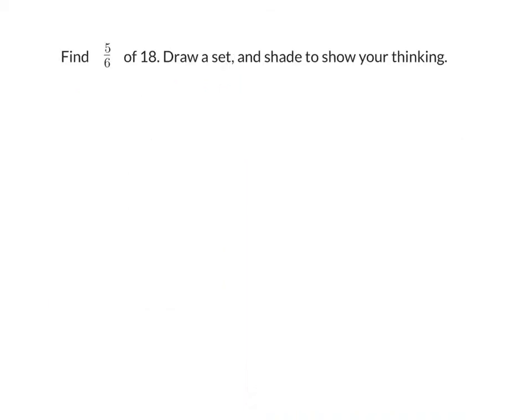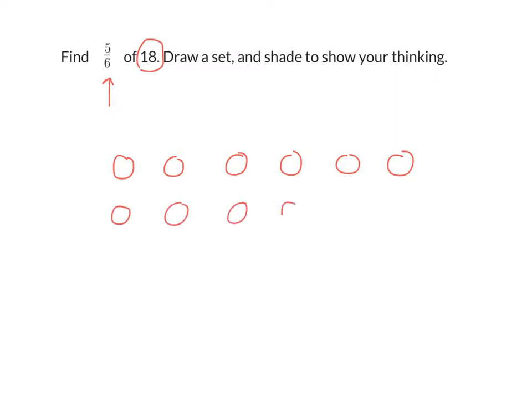So here, if we're trying to find 5/6 of 18, 5/6 is a fraction, 18 is a set. It tells us to draw the set. So we know that we have 18 items altogether. We want to divide them into 6 groups, and we can do that by making sure we have 6 columns when we draw our groups. So here's 1, 2, 3, 4, 5, 6. Now I want to move down to the second row to draw my next ones. So I had 6, 7, 8, 9, 10, 11, 12, 13, 14, 15, 16, 17, 18.